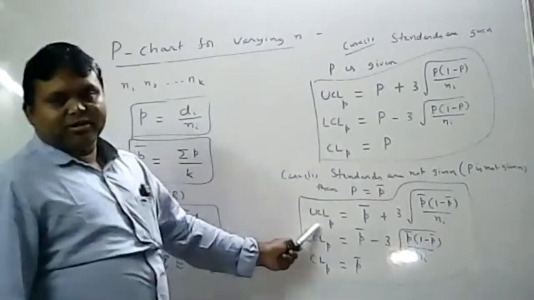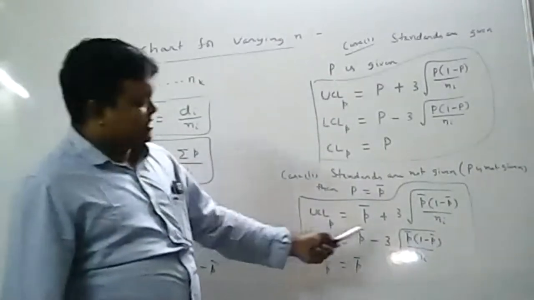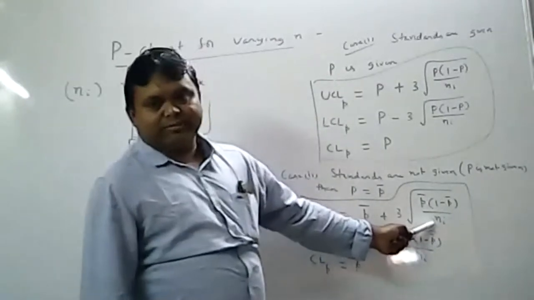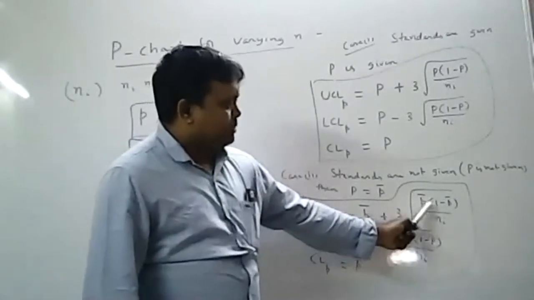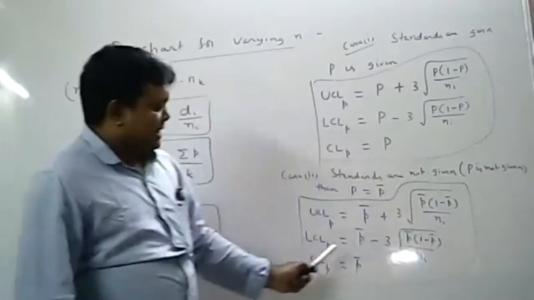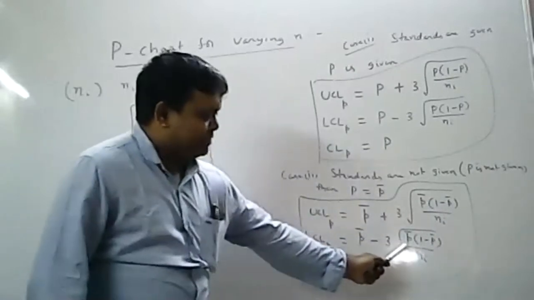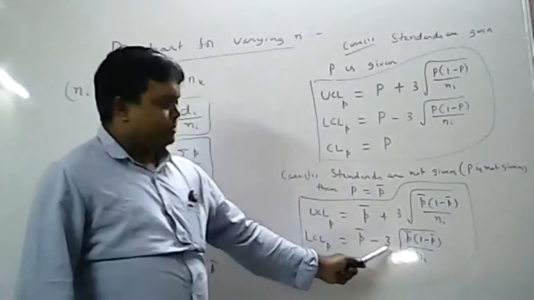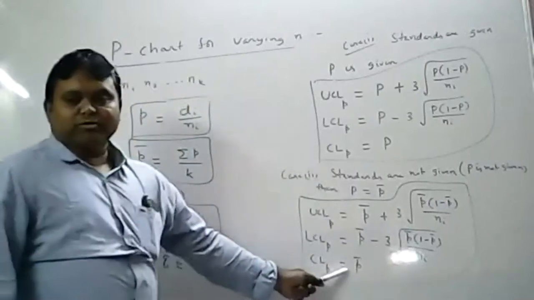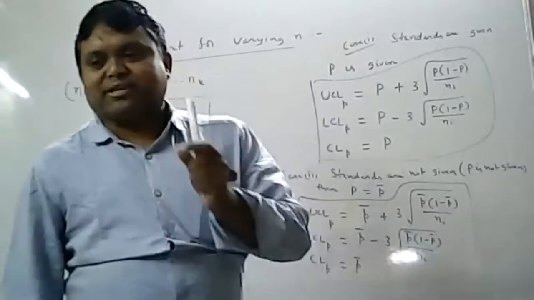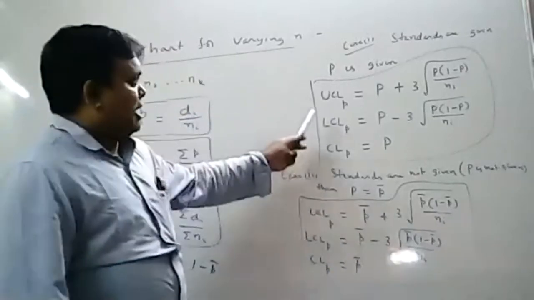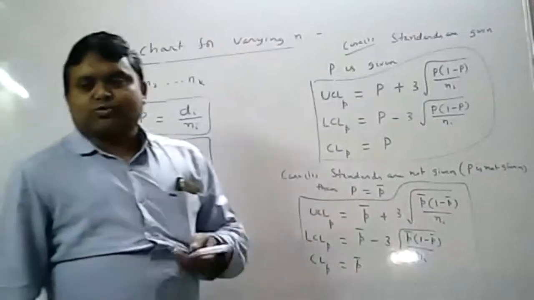Then UCL p, the formula is the same; the only difference is in place of n you will get ni. So what is the UCL formula? p bar plus 3 into root over p bar into 1 minus p bar by ni. LCL p equals p bar minus 3 into root over p bar into 1 minus p bar by ni, and CL p equals p bar. Same formulas, the only difference is in the denominator, in place of n you will get ni. After control limits, the last two steps are the same.